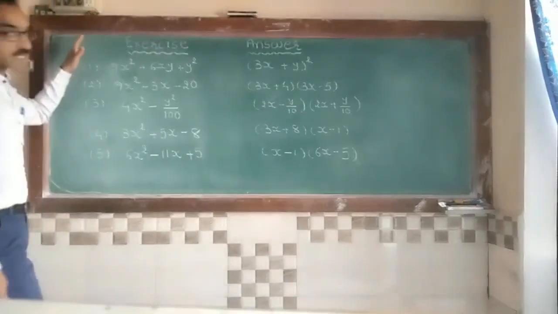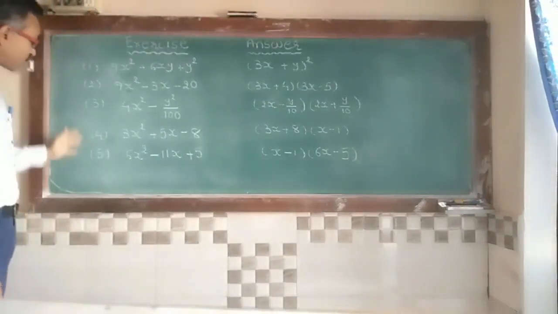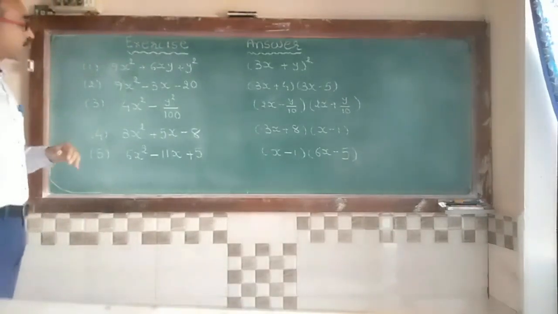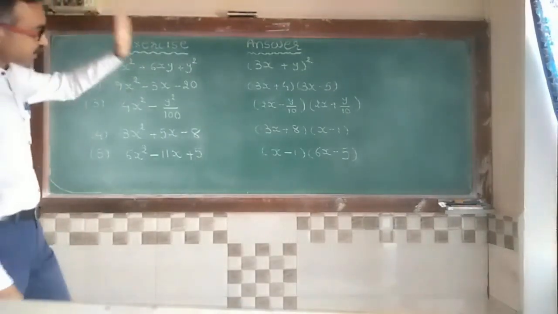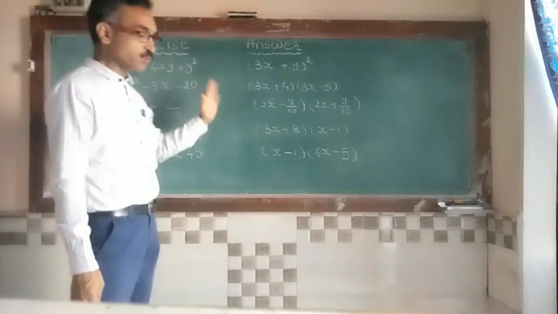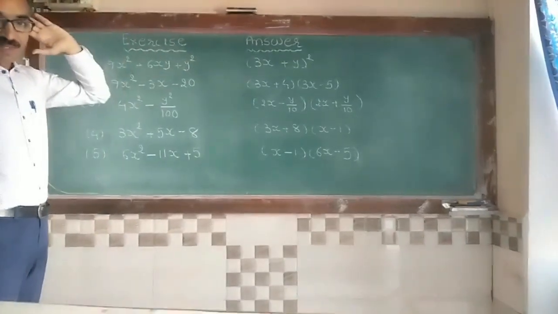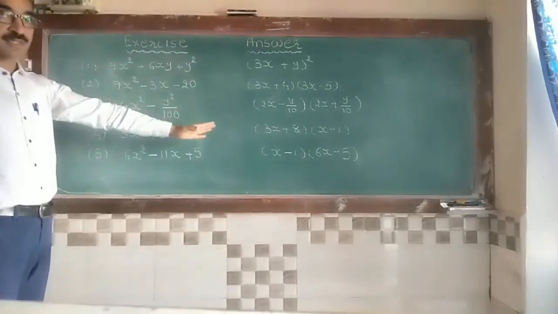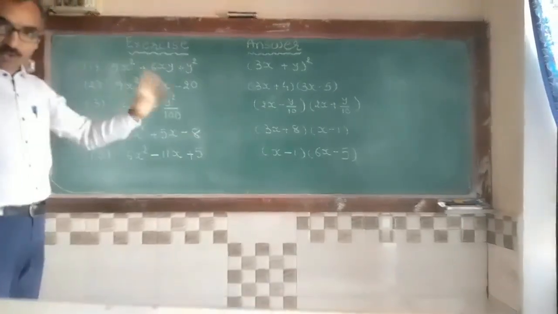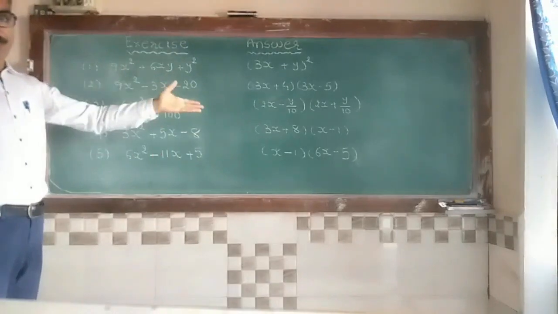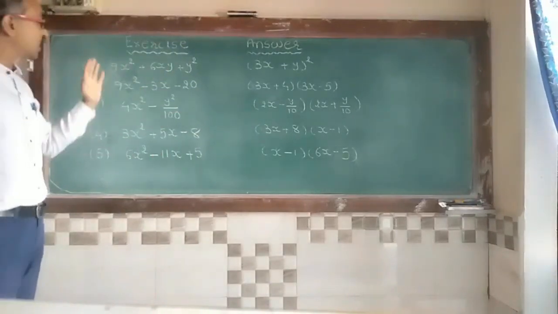Now here is some exercise for you. See, 5 polynomials are given to you. You have to factorize them. The answers are given to you. You have to match your answers. If you cannot match the answers, you have to write in the comment box. I will again explain the answers, how you can get them.